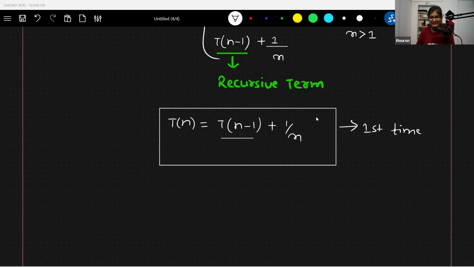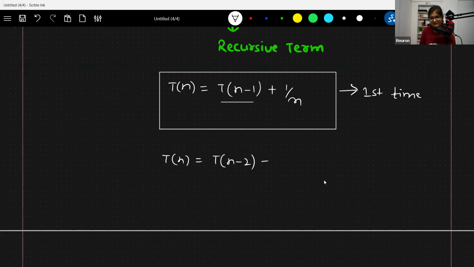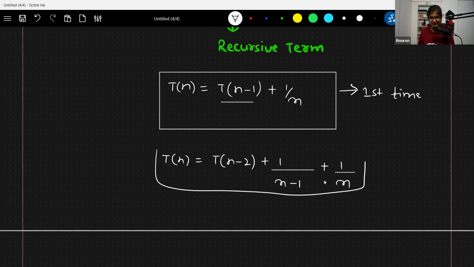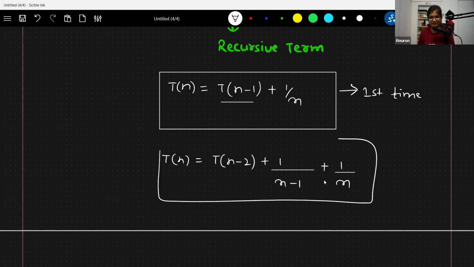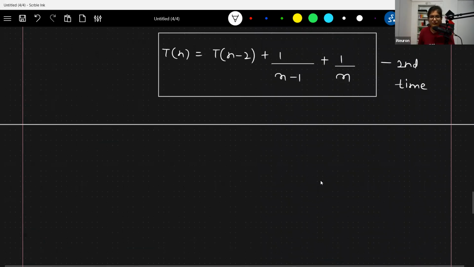Perfect. Let's get started. So here, moving towards the T(n-1) substitution. So can I write that the second time, the value of T(n) can be written as T(n-2) + 1/(n-1) + 1/n? Can I say this? This is the equation that I will get for the second time. Perfect, everyone? Right? Okay, let's move ahead.